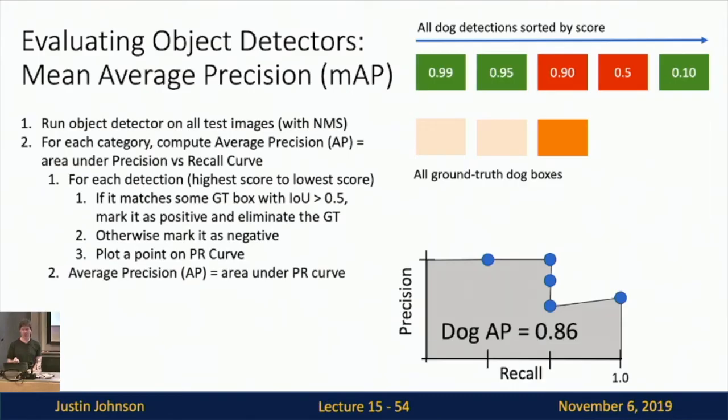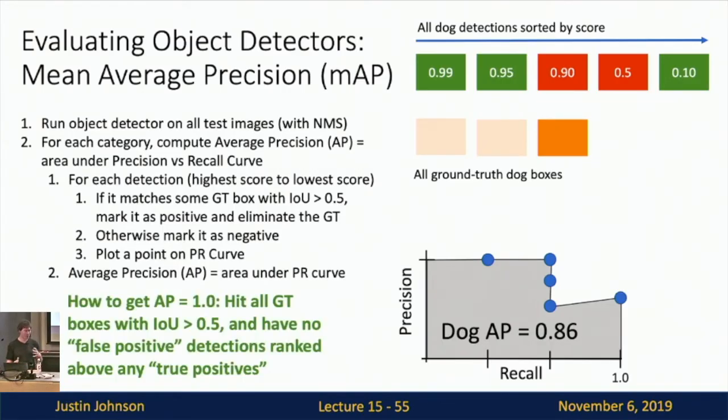The area under that curve will be a number between 0 and 1, where 0 means we did terribly, and 1 means we did really well. This area under the curve is the average precision for that category. So for this object detector, our dog average precision will be 0.86.